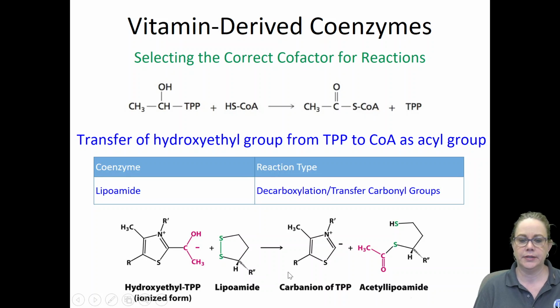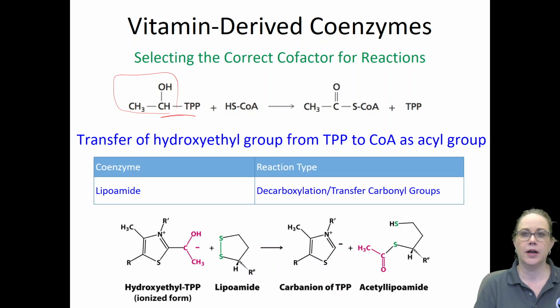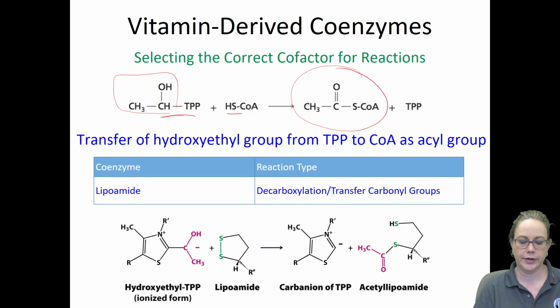And now in our last example, we'll take a look at another, more unusual reaction. This time we already have a second coenzyme involved, the TPP. What we're going to do is transfer this hydroxyethyl group that's on TPP onto our CoA coenzyme to give us that acetylated CoA product. There is, again, just one coenzyme that can catalyze that, which is our lipoamide.